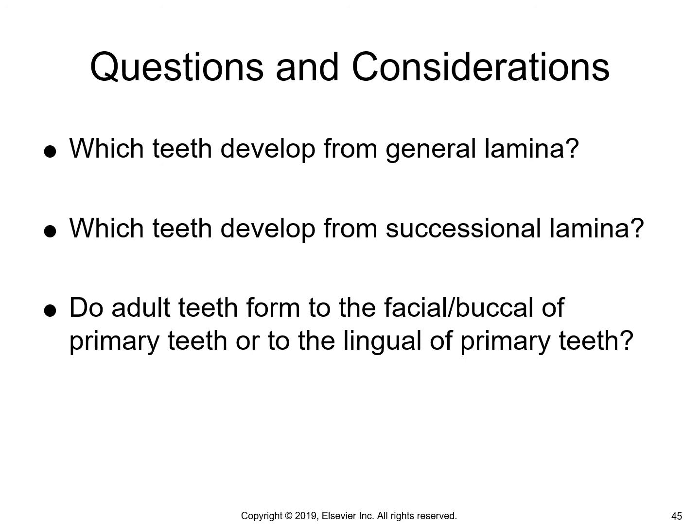Which teeth develop from the general lamina? The answer to that is the primary dentition. The teeth that develop from the successional lamina are the permanent teeth that follow primary teeth. So that would be our central and lateral incisors, our canines, and our premolars. Our molars develop from the dental lamina. They do not have a predecessor.